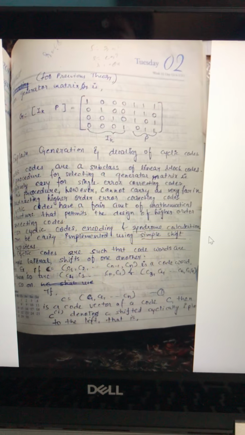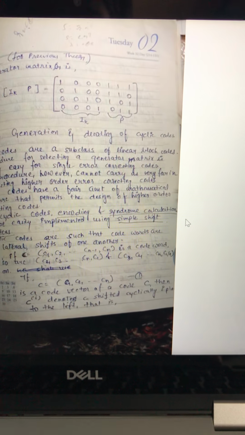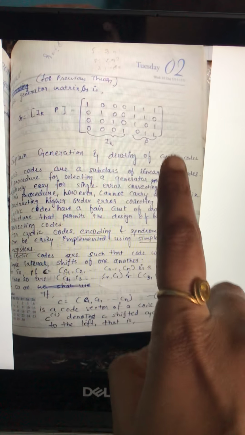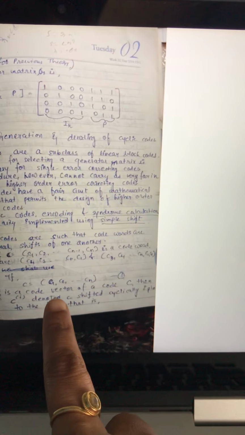Good afternoon to all. Today's session is on cyclic codes generation. So the name indicates what cyclic codes are. You all understand linear block codes. Basically, a cyclic code is a subclass of linear block codes, correct? Now the name indicates cyclic, that means it moves cyclically.